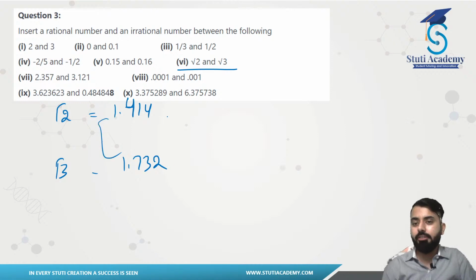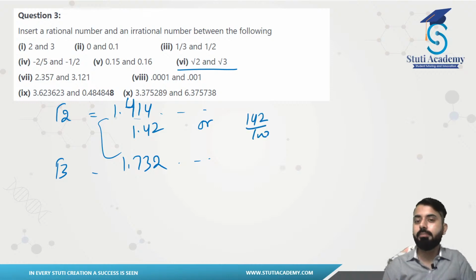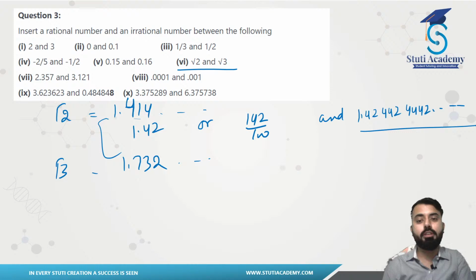You guys see my limit is this. There are many more digits here, but I'm going to consider these 3. So one rational, that would be what? That would be this 1.42, or you can say 142 over 100. Easy. Now I have to think of an irrational. So irrational will be what? And it can be this 1.42, 442, 4442, and so on. Right? That can be the case here. So I hope you guys are able to solve this one and you don't have any doubt in this, right? That is the whole point here.